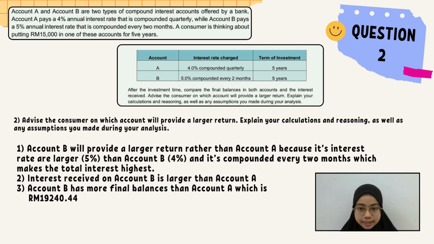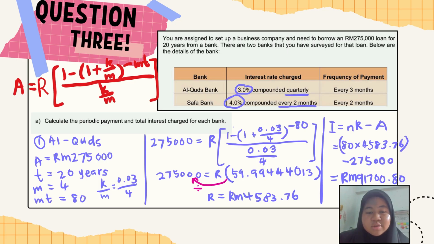Second, the interest received on account B is larger than account A. Not only that, account B has more final balance than account A, which is 19,240 ringgit and 44 cents. Moving on to the next question, which is question 3.